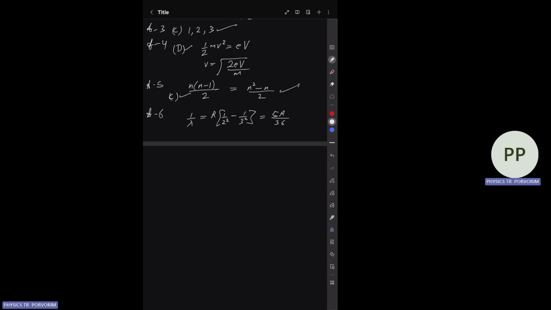Now for the next one: 1 by lambda dash equal to R times 1 by 1 square minus 1 by 2 square. It will give us 3R by 4. When we solve these two equations, we get lambda dash equal to 5 by 27 times lambda. That is option A. Option A is correct here.